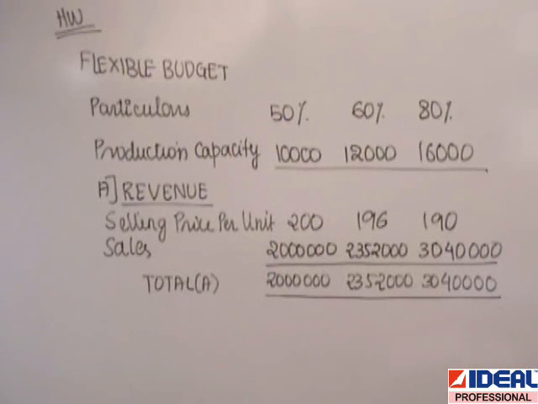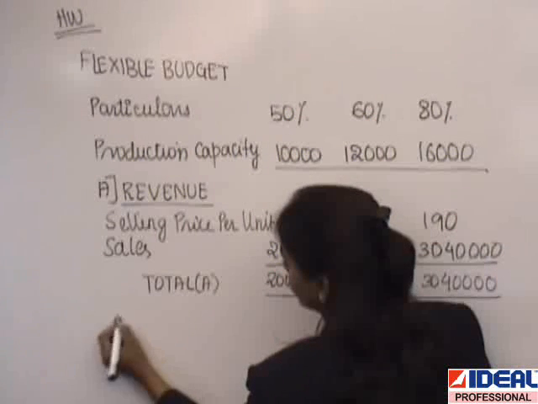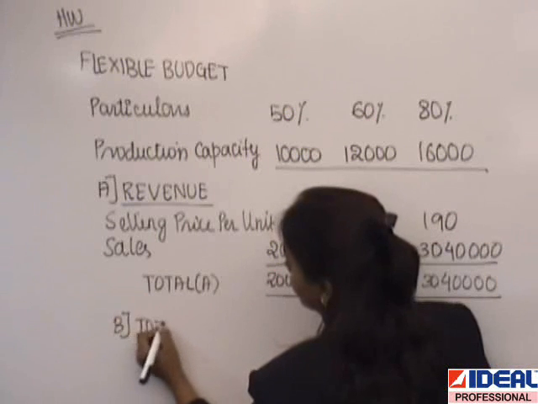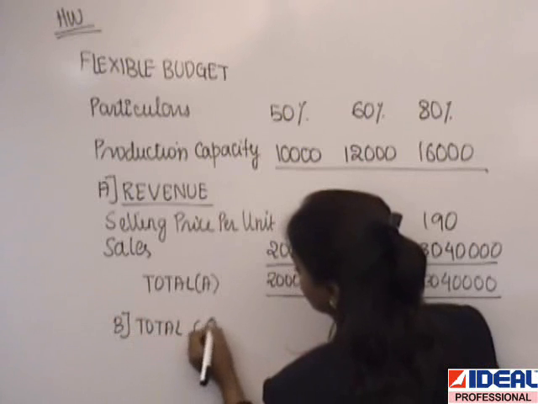Yes, any doubt in revenue part? Please ask. Was the sum a killer one? Yes? That's great. B part is total cost.